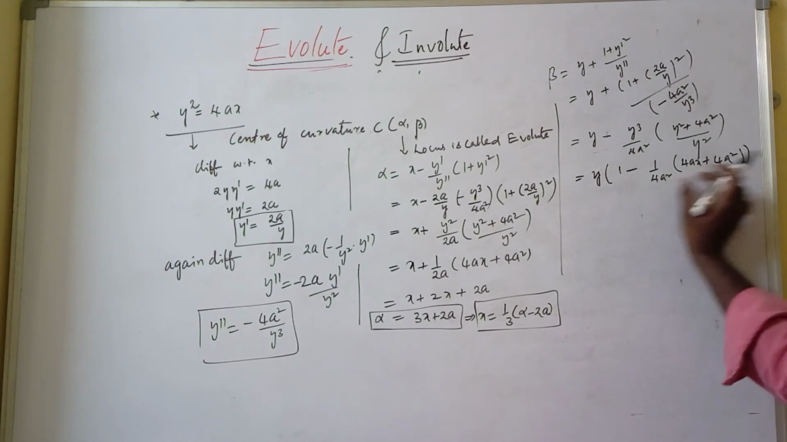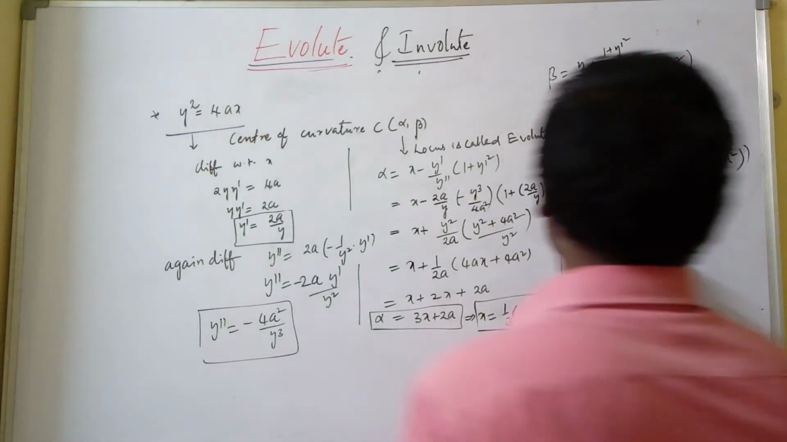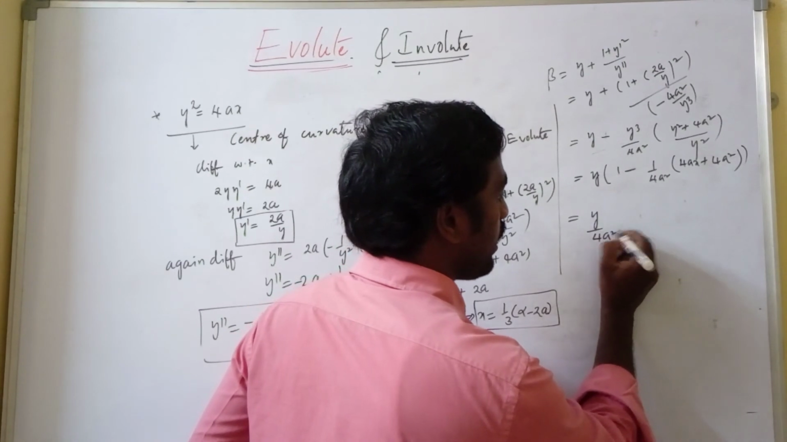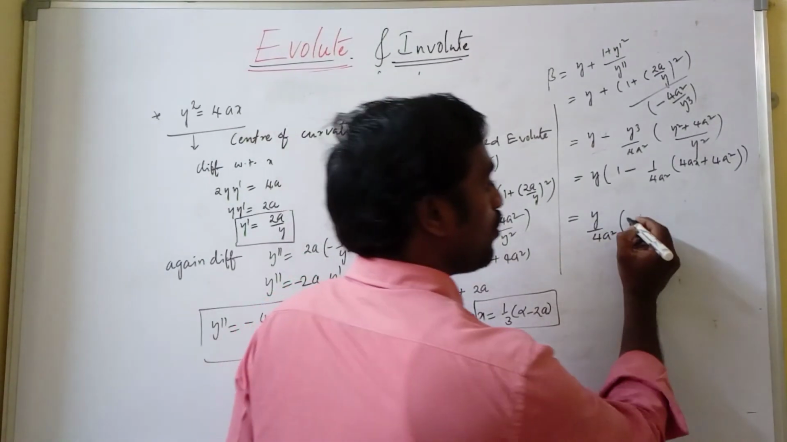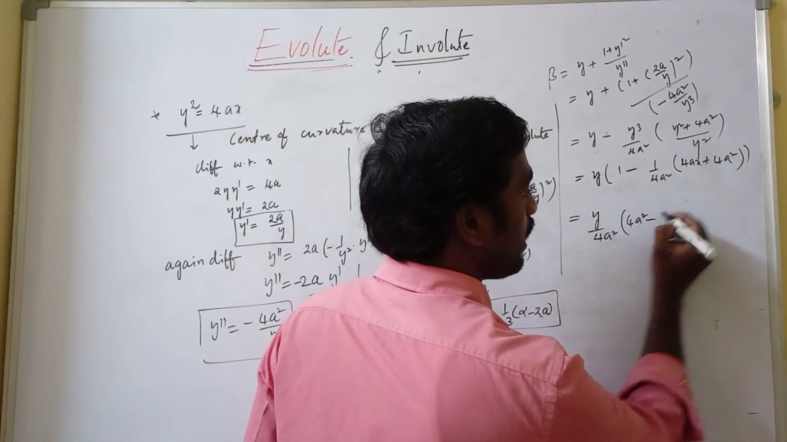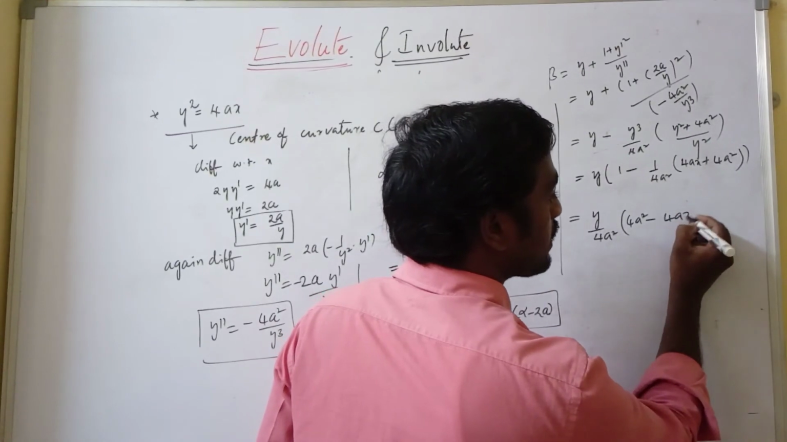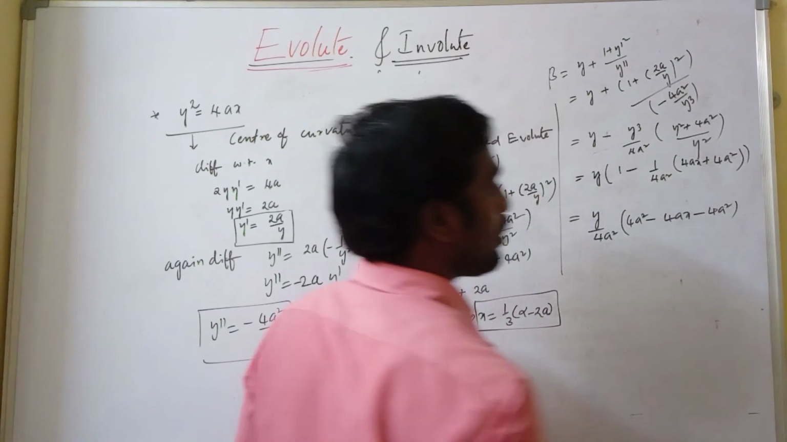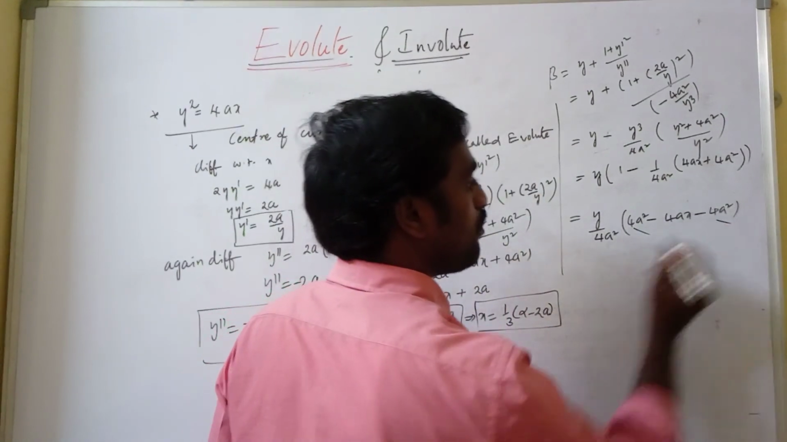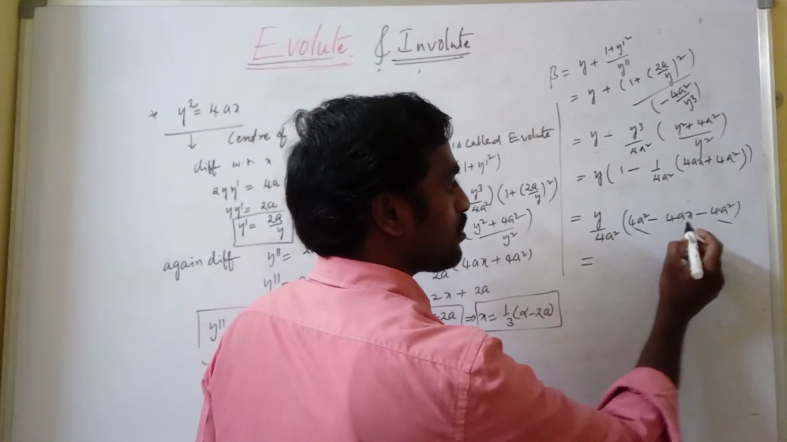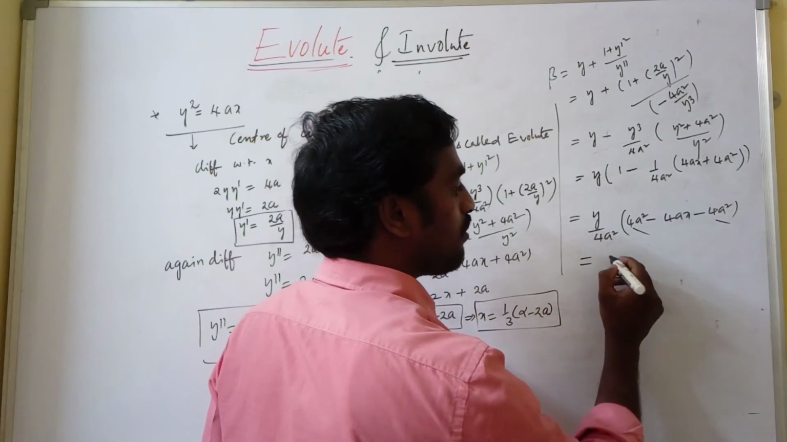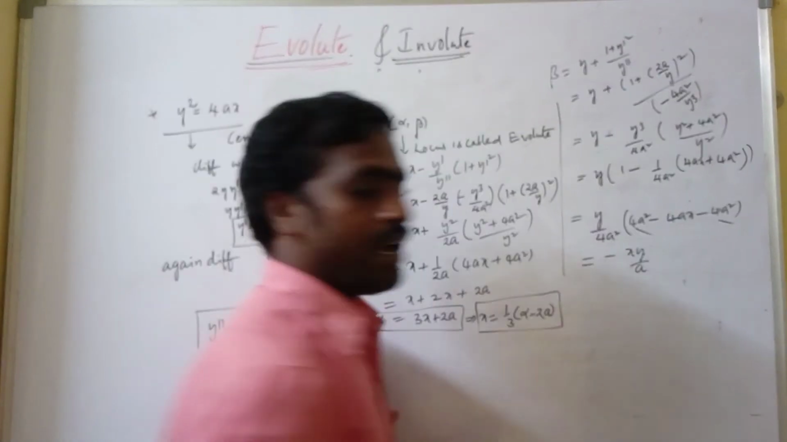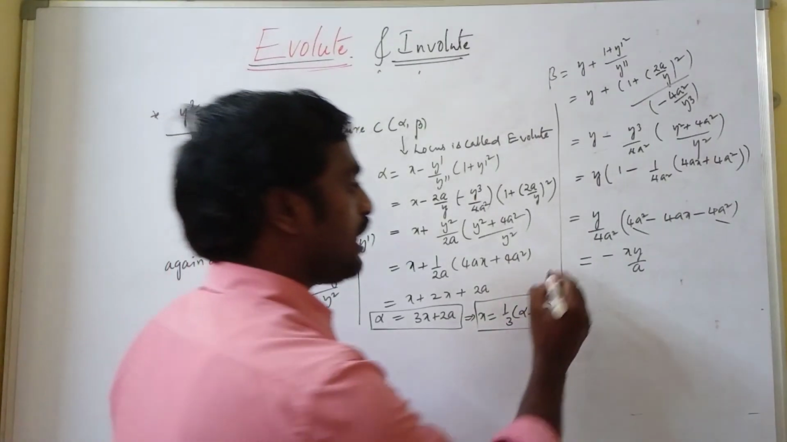So differentiate these two terms. Finally, what you get is y by 4a square into (4a square minus 4ax minus 4a square). So 4a square will be cancelled, 4a will be cancelled, and what you get is minus xy by a. That is the term beta.